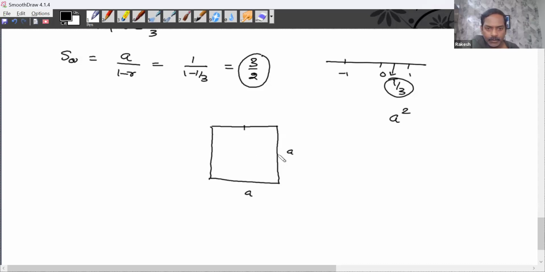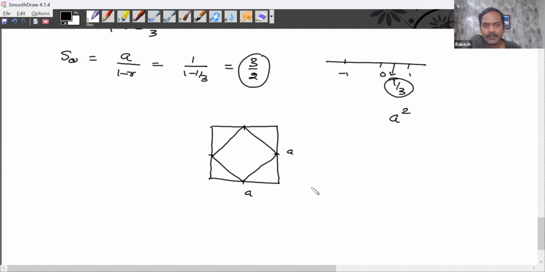If I take the midpoint of each of these sides, and I join these midpoints, then by symmetry we can say that the figure so formed in between is also a square, right? But what is the side of this square, or what is the area of this square?